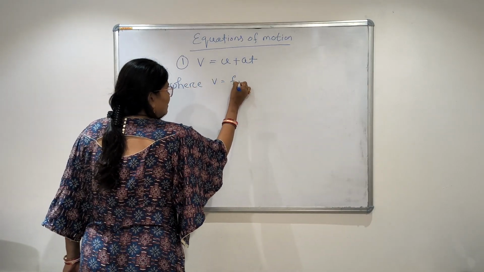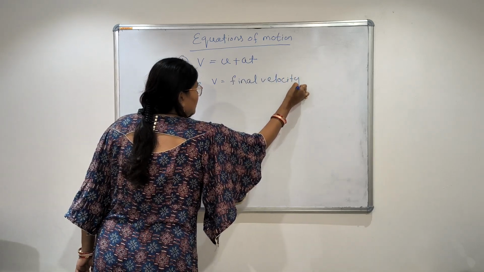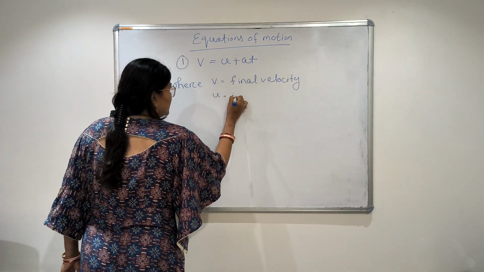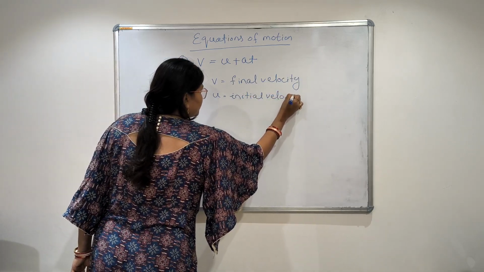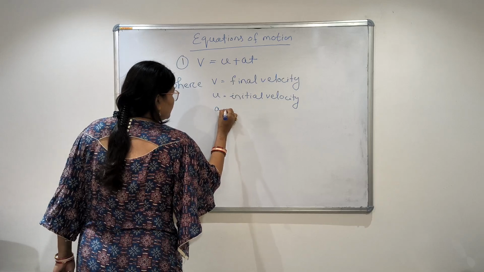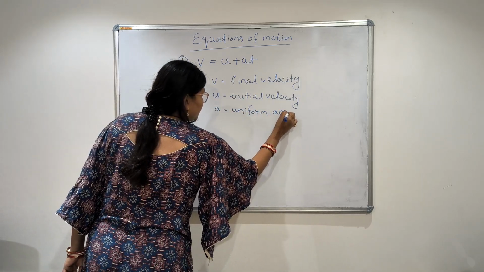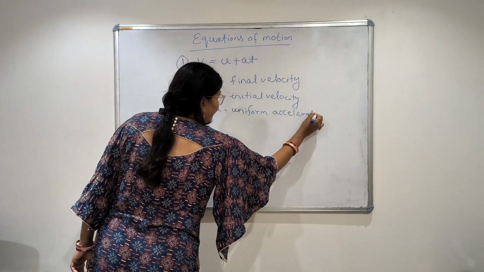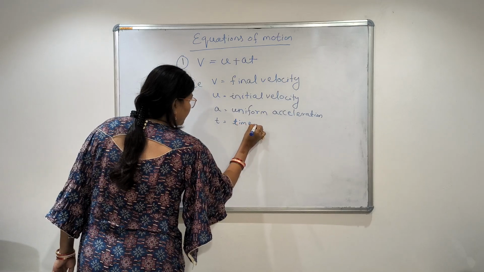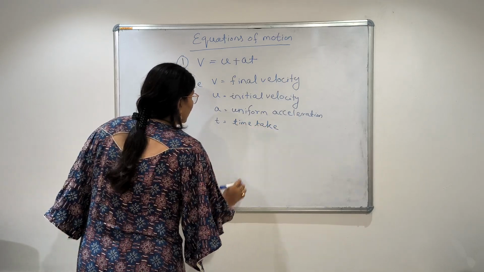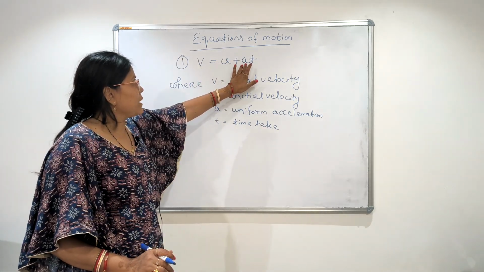V is equal to final velocity, U is equal to initial velocity, A is equal to uniform acceleration, and T is equal to time taken. So in this equation we have to prove V is equal to U plus AT.